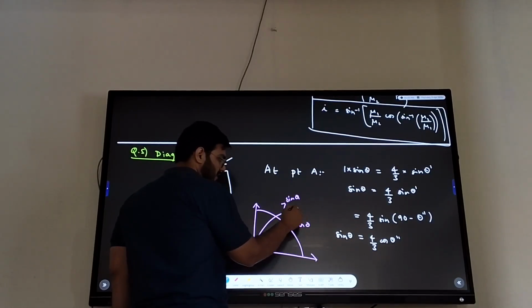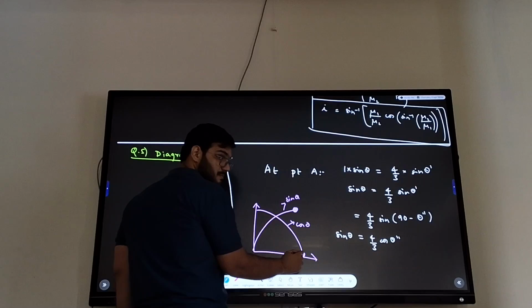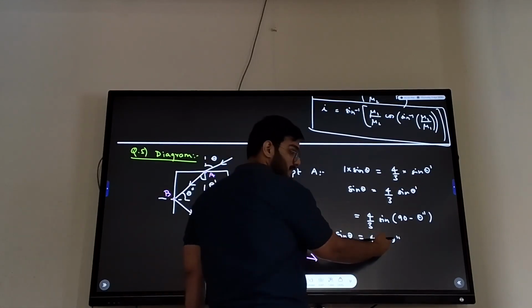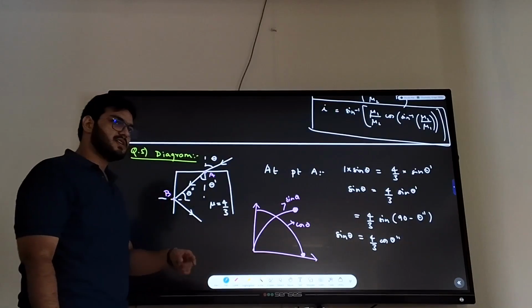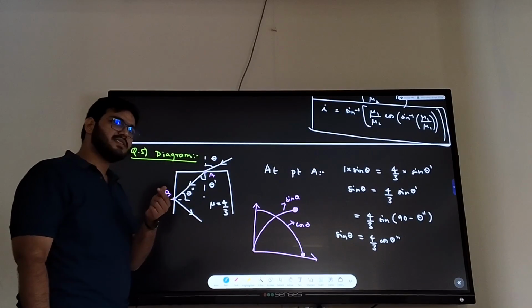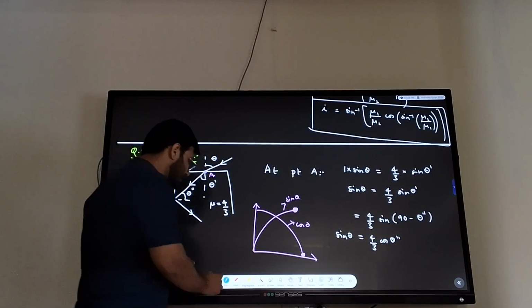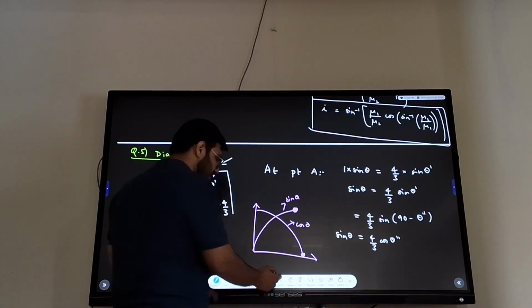When sin theta is maximum, that is what they are asking, maximum. Then what is cos theta? Minimum. So this should be minimum, na? The minimum angle for which the TIR occurs. So that is I equal to IC. At just that angle the TIR occurs.